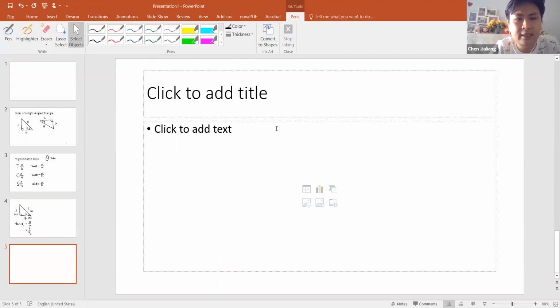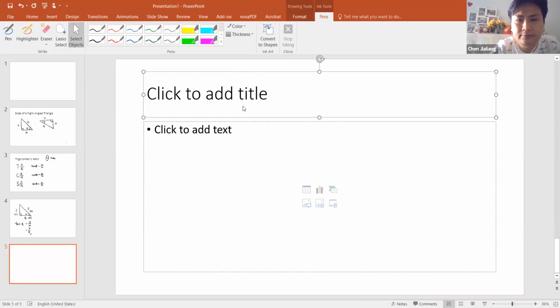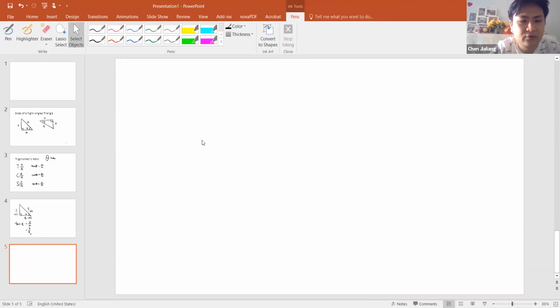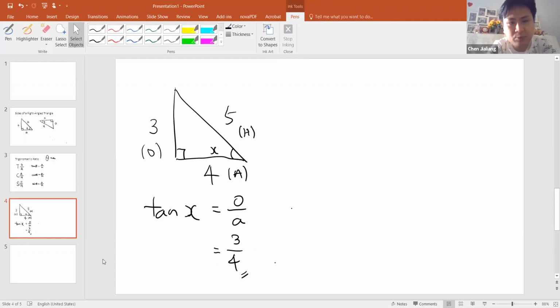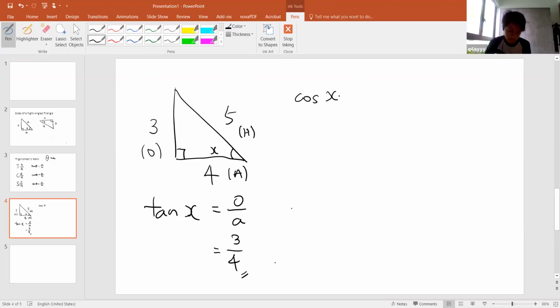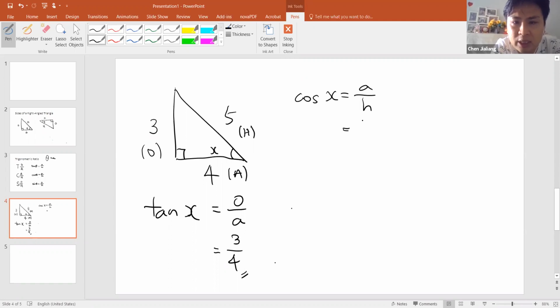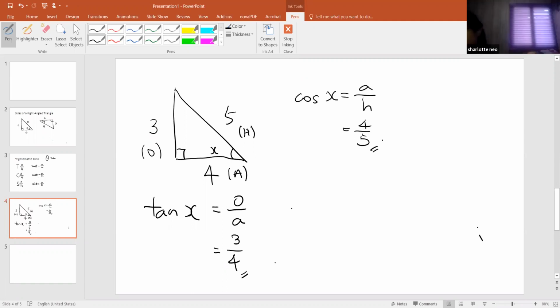Let's look at sine x and cosine x. In fact, we can go back here. For the same triangle, what will be the value of cosine x? 4 over 5. Good. So for cosine x, we use the formula A over H, and then you'll get 4 over 5. Charlotte, you understand? Okay, then the last one.